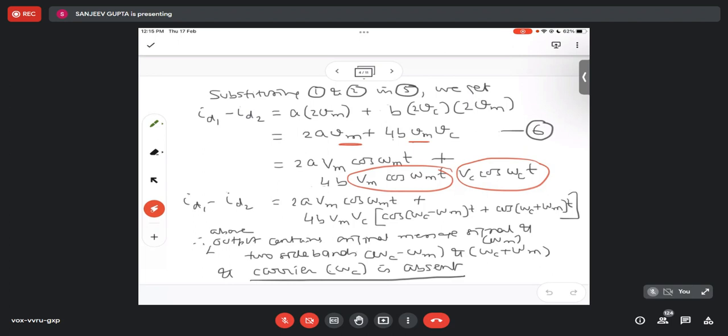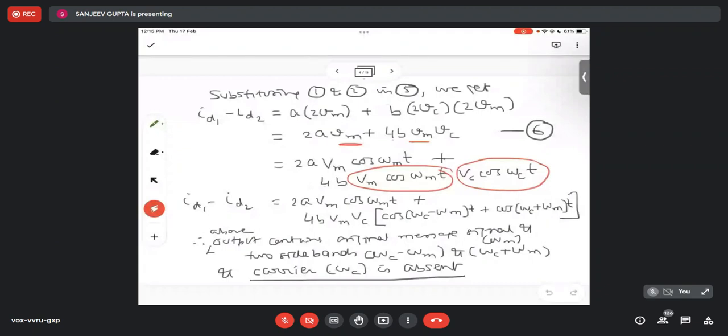So ID1 minus ID2, I could write down as 2AVM cos omega mt plus, taking out the common terms, 4BVM VC times cos(omega C minus omega m)t plus cos(omega C plus omega m)t. That means my output consists of my message signal as the first term. The second term is the two side bands, omega C minus omega m and omega C plus omega m. So the output contains my original message signal and the two side bands. Carrier is absent. Now there is nothing like omega CT.